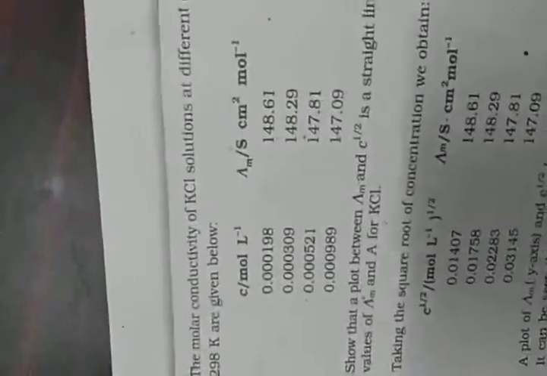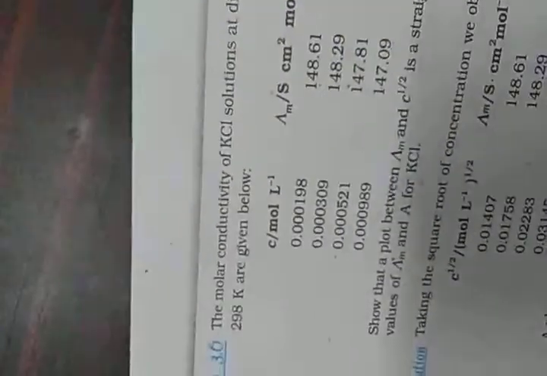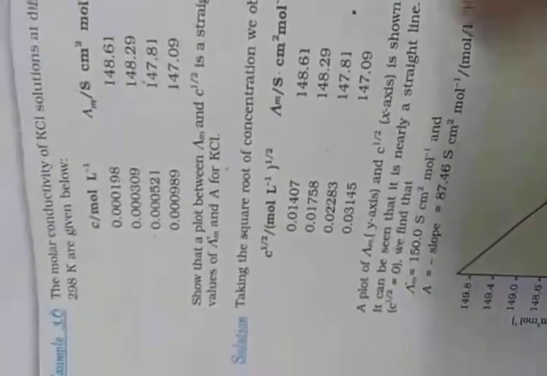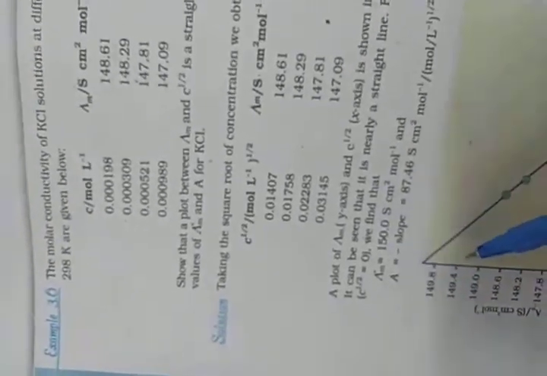Now you can calculate this example: the molar conductivity of KCl solution at different concentrations given below. Easily, you put the values and plot the graph. Here I showed a common graph for strong and weak electrolytes; for this numerical you get the strong electrolyte plot. You take the different concentrations and values and plot the graph.